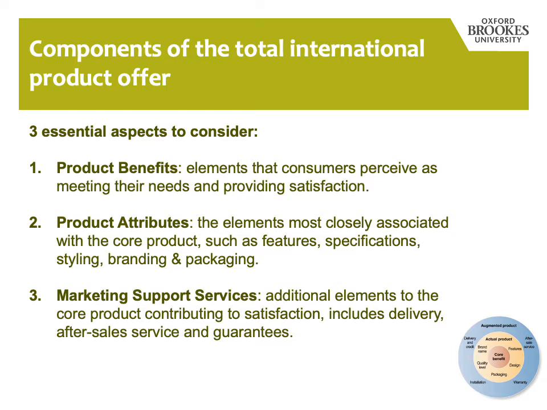Components of the total international product offer. 3 essential aspects to consider. 1. Product benefits: elements that consumers perceive as meeting their needs and providing satisfaction. 2. Product attributes: the elements most closely associated with the core product, such as features, specifications, styling, branding, and packaging. 3. Marketing support services: additional elements to the core product contributing to satisfaction, which include delivery, after-sales service, and guarantees.